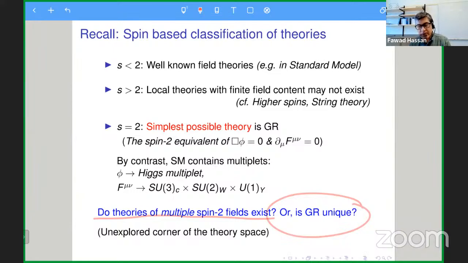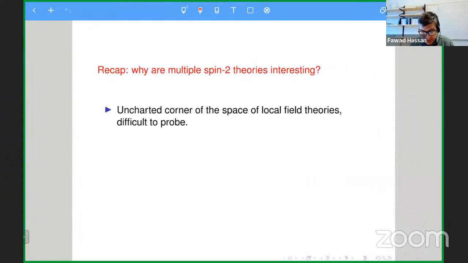Is GR, general relativity, the only consistent theory of spin 2 fields? Or can you actually construct more complicated theories of spin 2 fields? That's the kind of question that one can ask, and this is the kind of question that we would like to address here. So we are basically exploring this unexplored corner in the space of field theories, a corner consisting of interacting spin 2 fields beyond the single massless spin 2 field of general relativity. That basically is the motivation for this kind of studies.